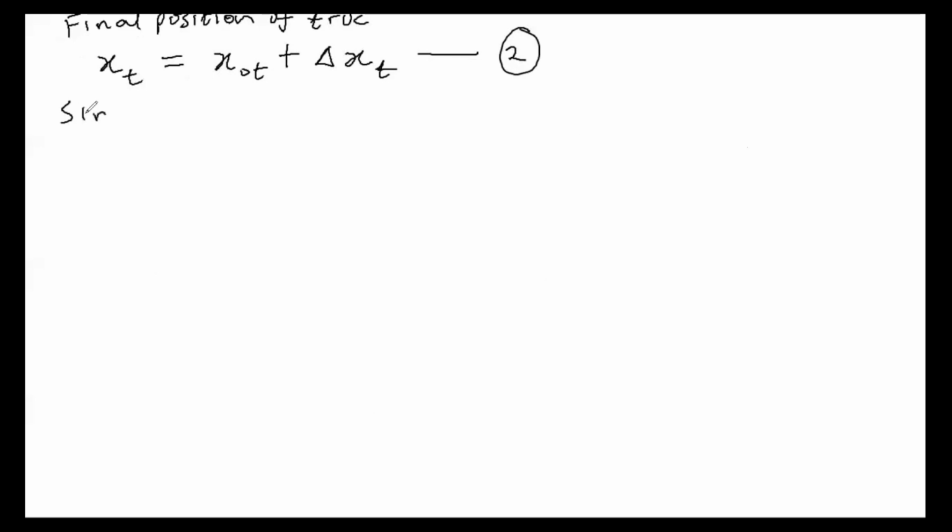Similarly, for the car, the final position of the car will just be equal to its initial position plus the distance that it has covered while stopping. So I'll say that this is my equation 3.